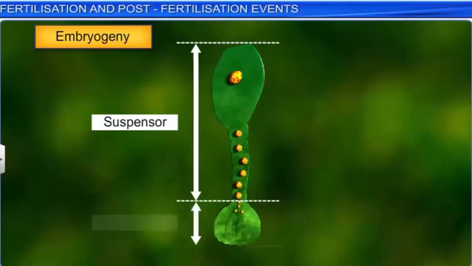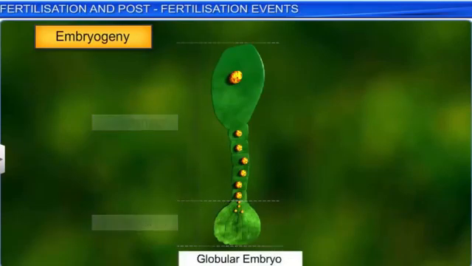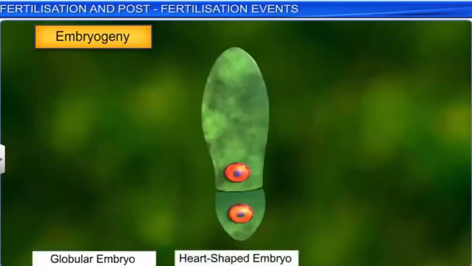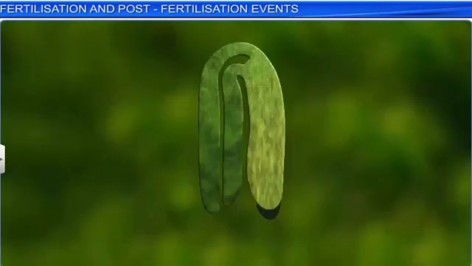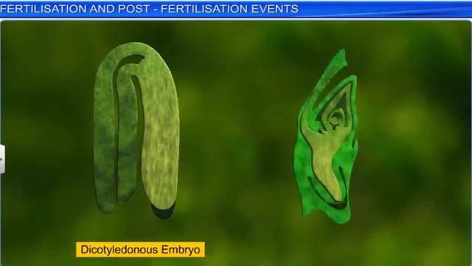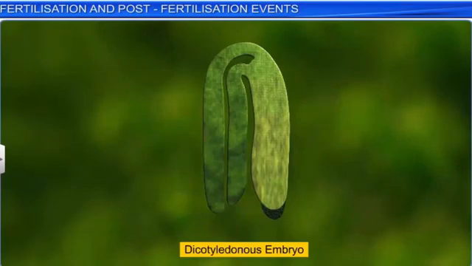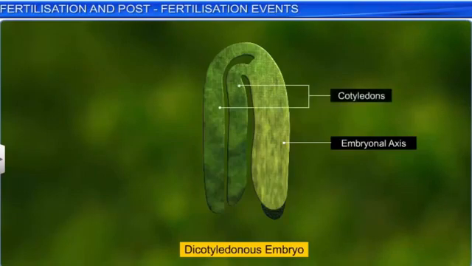Moreover, the terminal embryo cell also undergoes divisions to form a group of cells known as proembryo, which subsequently develops into a globular, heart-shaped and torpedo-shaped mature embryo. The structure of a mature dicotyledonous embryo is nonetheless different from that of a monocotyledonous embryo. A dicotyledonous embryo, for instance, consists of an embryonal axis and 2 cotyledons.